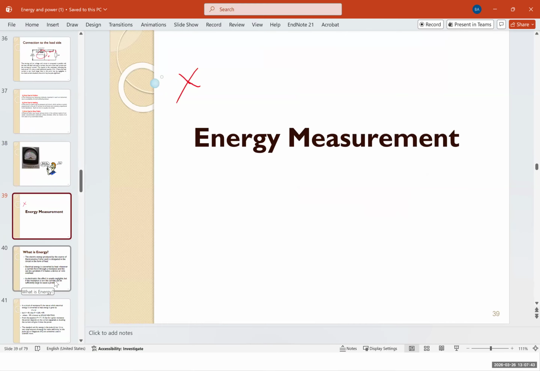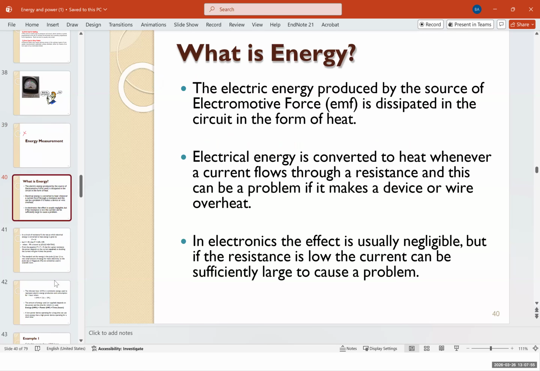Now, the main goal usually of measuring power is to ultimately measure energy. Energy is the amount of power that we consume or produce in a specific time frame. Electric energy, as you know, is produced by the source of electromotive force, EMF, and is dissipated in the circuit in the form of heat. Eventually, all the energy is dissipated in the form of heat.